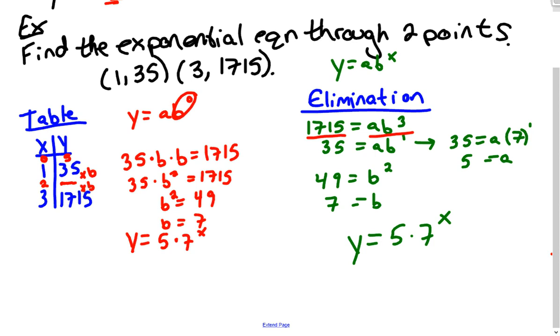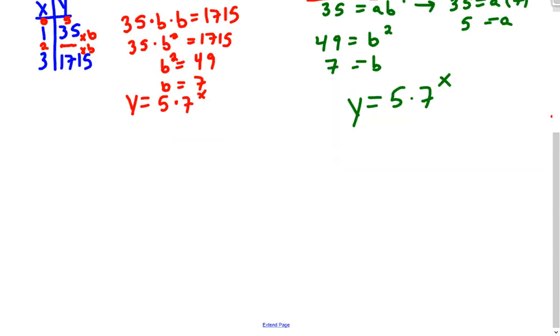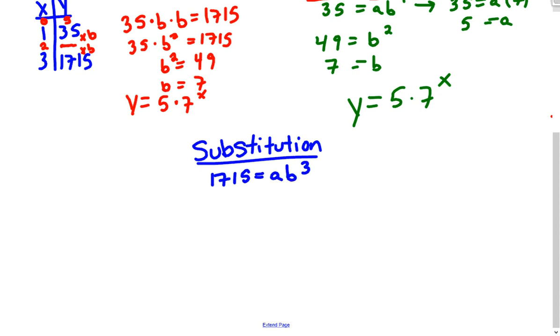The other option that you can do is substitution. And this one, in my opinion, is a little harder to do because you have to really keep track of things. So the last one is substitution. With substitution, we have both of those equations. So 1715 equals ab cubed, and the other one was 35 equals ab to the first. With substitution, I need to solve one of these two equations and get a by itself or b by itself. I recommend getting a by itself just because both of these a's are in there with no exponents.